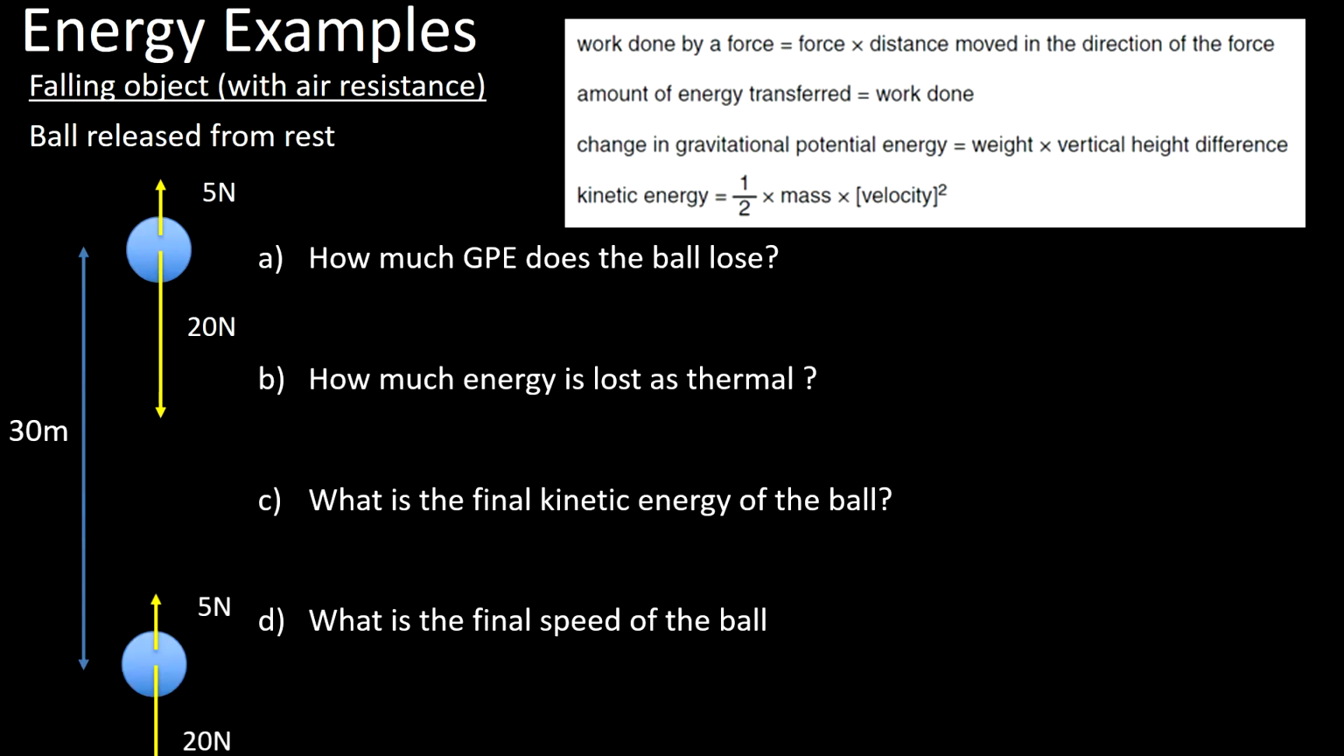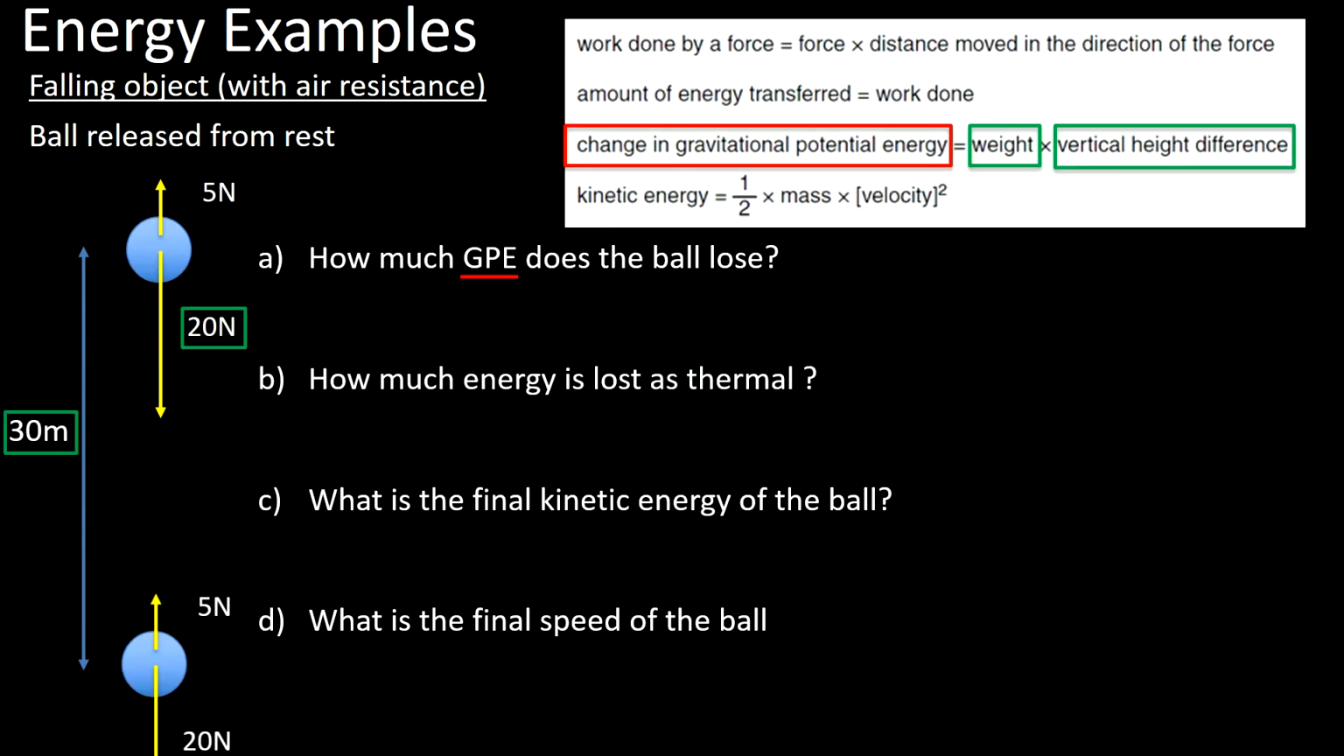Another multi-part question. Same thing to start with as before. How much GPE does the ball lose? Note that the presence of the drag force doesn't affect how much gravitational potential energy the ball loses. That only depends on the weight of the ball and the vertical height. So that's the same procedure as before. The 20 newtons weight multiplied by the 30 meters is 600 joules. This time we don't have to convert the mass into weight because we've already got the weight.